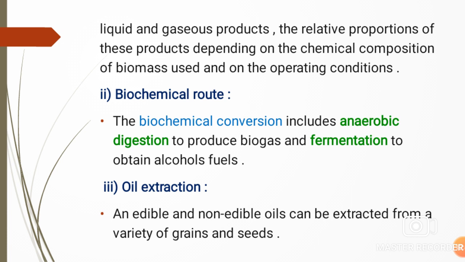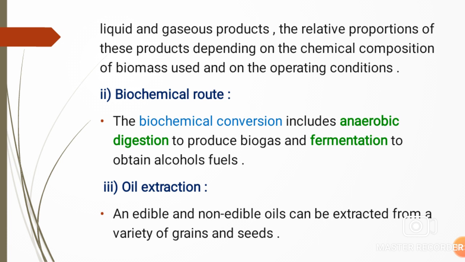Now the second route is the biochemical route. The biochemical conversion includes anaerobic digestion to produce biogas, and fermentation to obtain alcohol fuels. As we mentioned, from the biomass we can obtain biogas as well as alcohol fuels, or simply biofuels. The biogas is produced with the help of the anaerobic digestion process, and the alcohol fuels or biofuels can be obtained with the help of the fermentation process.